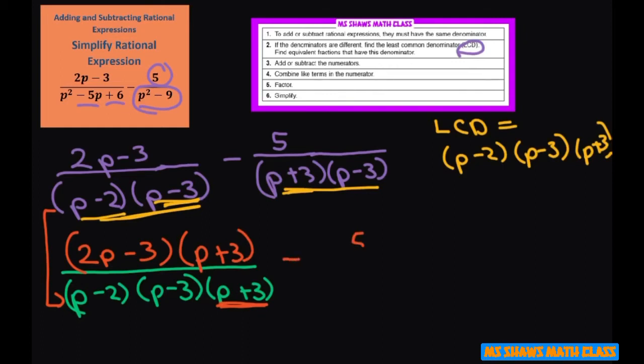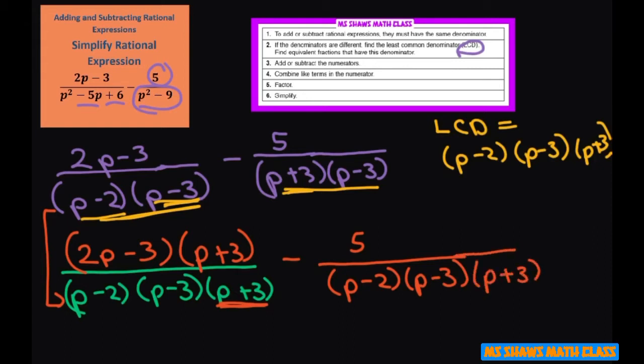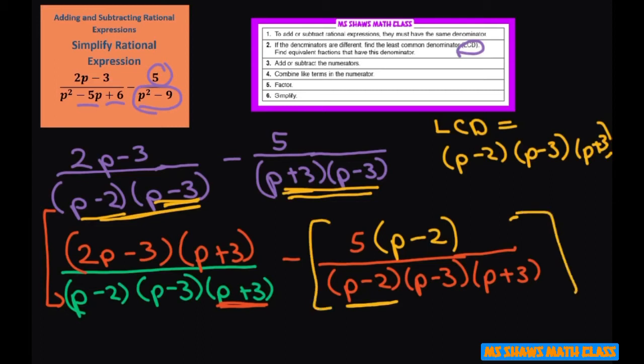Now let's do the same thing for the other fraction, this one. So write down your denominator. All right. And for this one, the old denominator's here, but we multiplied the denominator by p minus 2, so we're going to also multiply the numerator by p minus 2. All right, so that's it. And I usually put a bracket on this, especially if it has this minus sign.